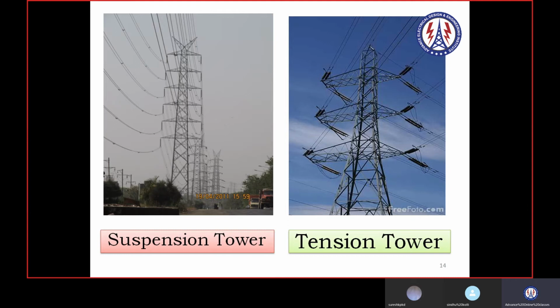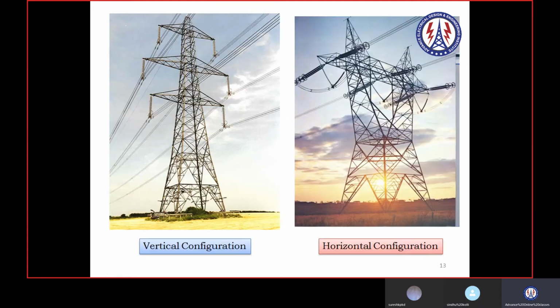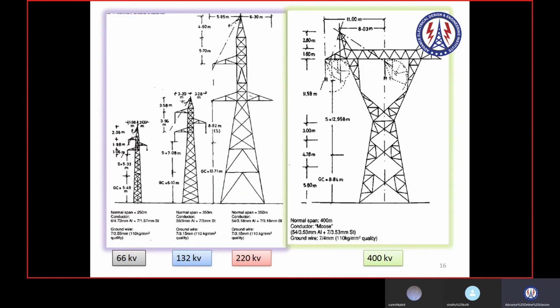So basically these two types of tower we are using in our transmission and distribution system. One more thing we have heard is called a span. A span means the gap between two supporting towers. So that is actually called a span.